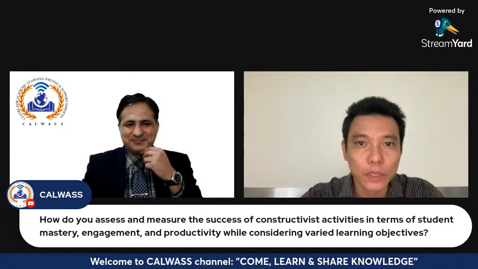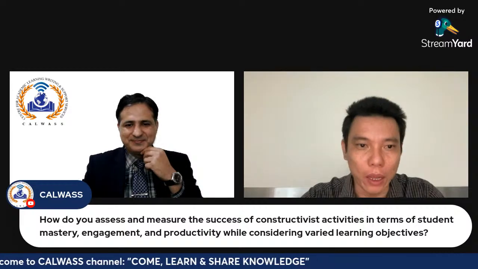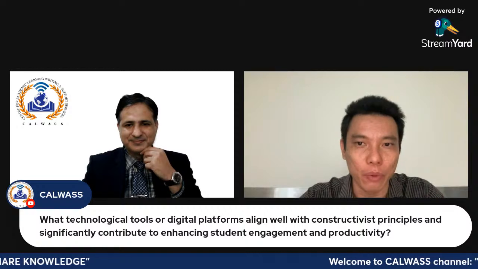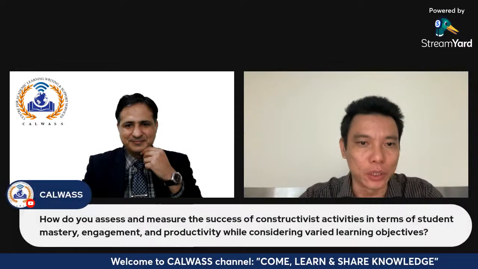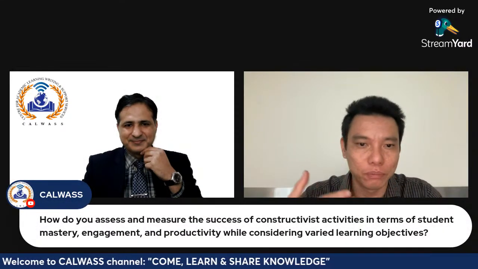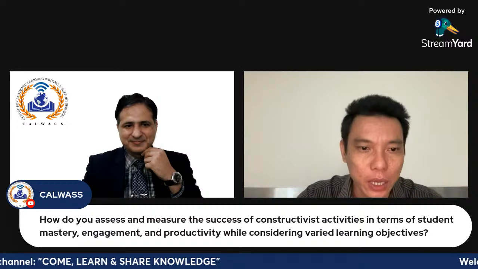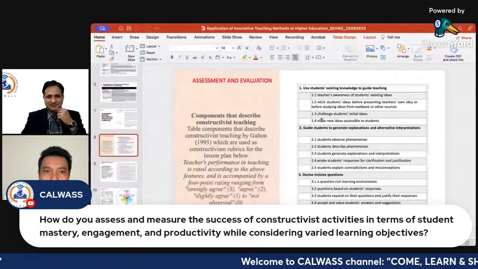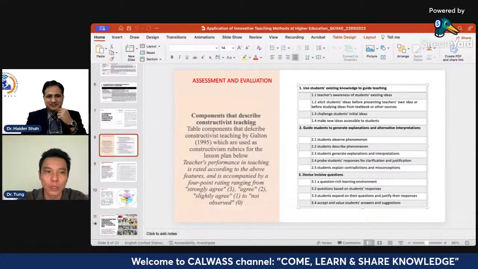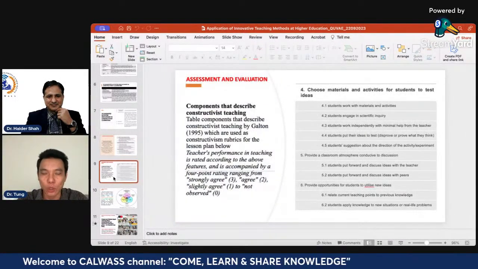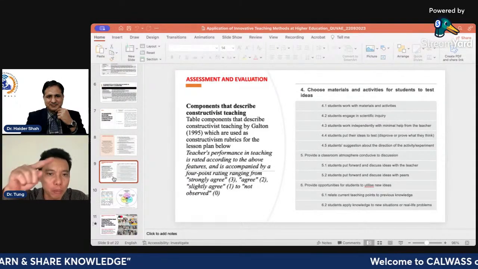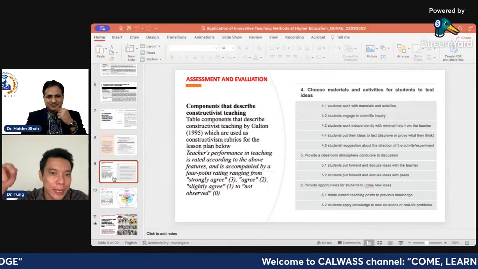Yes, please. So as I presented before, now I share my slide again. As you can see on the slide, I present the assessment and evaluation. So your question is about assessment, right? How do we assess the success of the constructive activity? Here you can use a 4-point rating, and this is the rubric. There are 6 groups of rubric, as you can see on my slide. Based on this, you can measure the success of the constructivism teaching methodology by using this rubric by Galton.